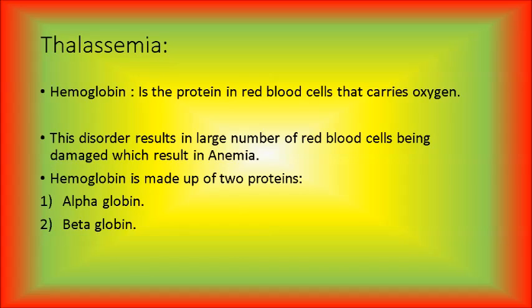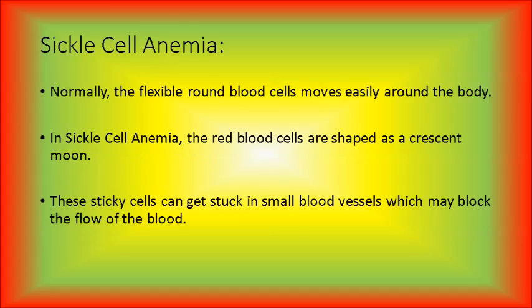Second of all, thalassemia. But first, let us talk about the definition of hemoglobin. Hemoglobin is the protein in the red blood cells that carries oxygen. Thalassemia is a disorder in red blood cells which results in a large number of red blood cells being damaged, which results in anemia. Hemoglobin contains two proteins, alpha globin and beta globin. Thalassemia occurs when there is a defect in a gene that helps control production of one of these proteins.